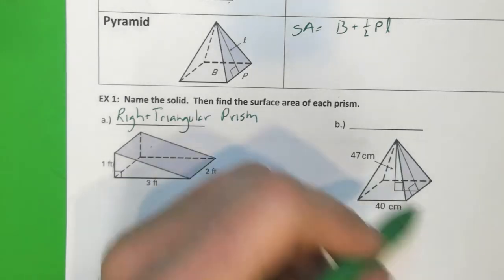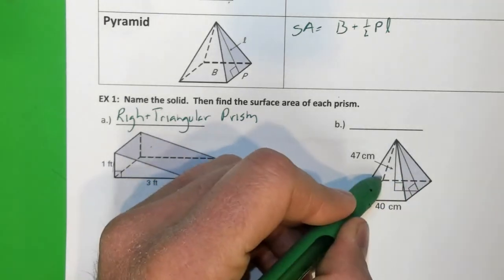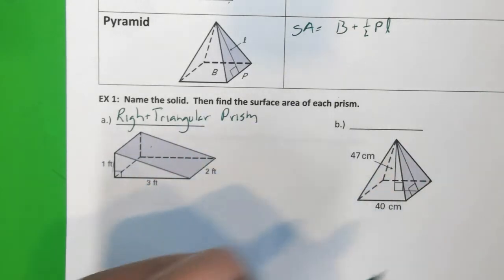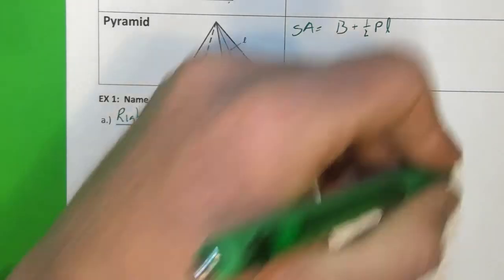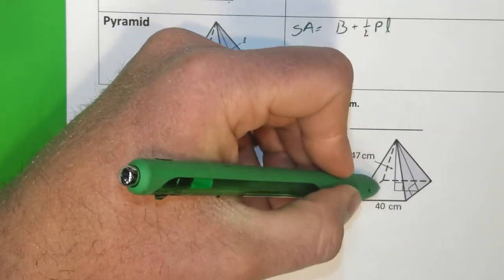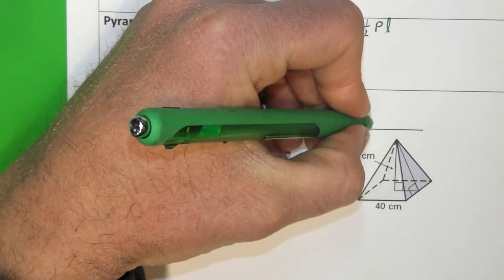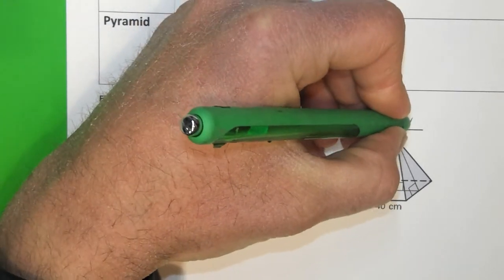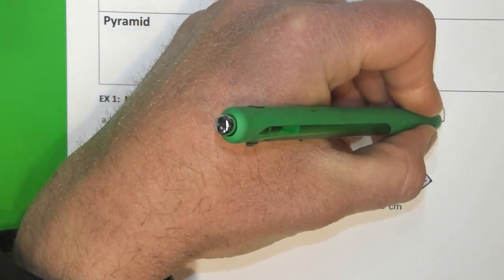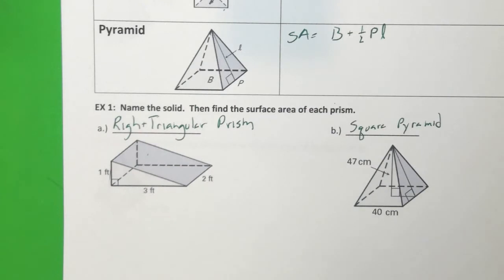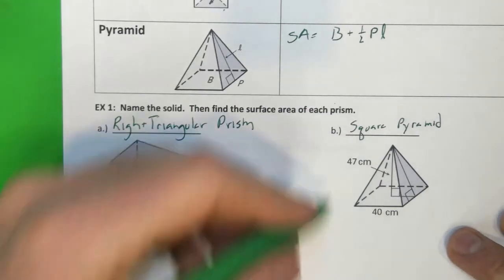Next, second one. Second one right here definitely only has one base, and the lateral surfaces are triangles, which makes it a pyramid this time. It is also a base that is square, so we could call this one a square pyramid. If you can just identify it as a pyramid, that's fine. Square pyramid is just a little bit better. All right, now let's do some calculation.